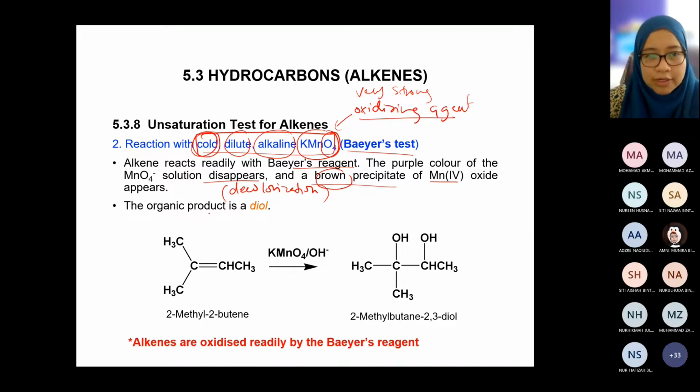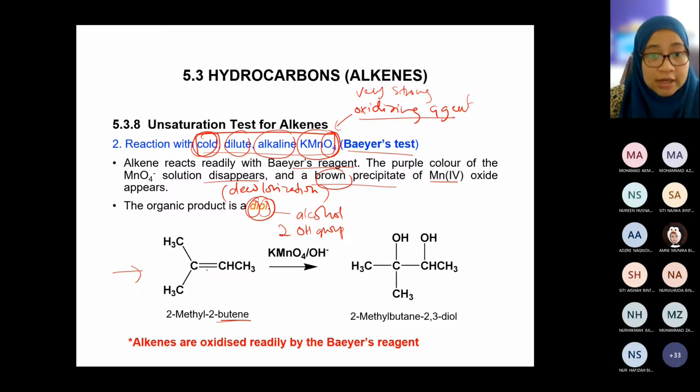So you have to specify. The organic product is a diol. Diol, OL stands for the homologous series that ends with -ol, which is alcohol, but di represents two. So we have two OH groups. Two OH groups will be added into the molecule. Look at the example. This is an alkene. So obviously the pi bond will be broken down.